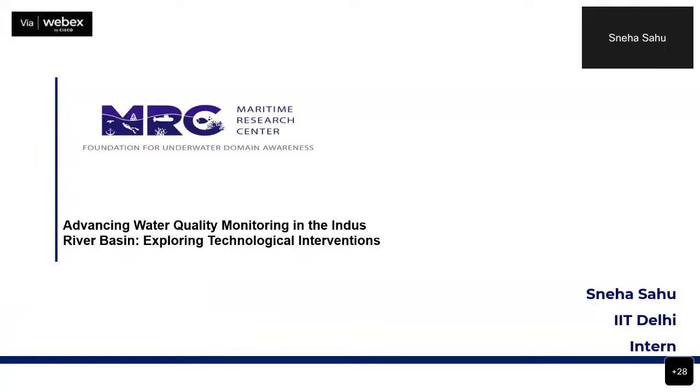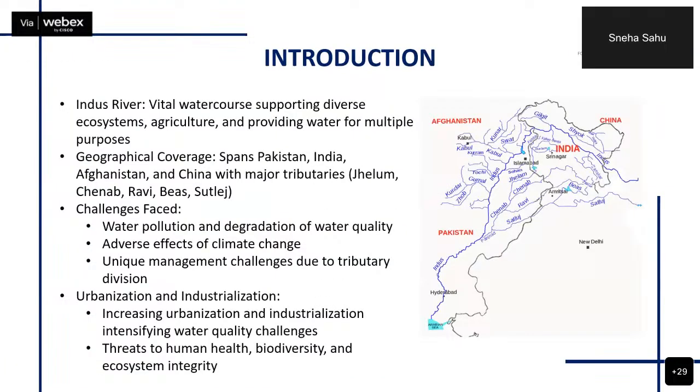So I was working on the topic of advancing water quality monitoring in the Indus River Basin, exploring technological intervention. Moving on with the introduction part, the significance of the Indus River. It is a vital watercourse in South Asia, supporting diverse ecosystems, agriculture, and providing water for various purposes. It stretches across Pakistan, India, Afghanistan, and China with primary tributaries including Jhelum, Chenab, Ravi, Beas, and Satluj.